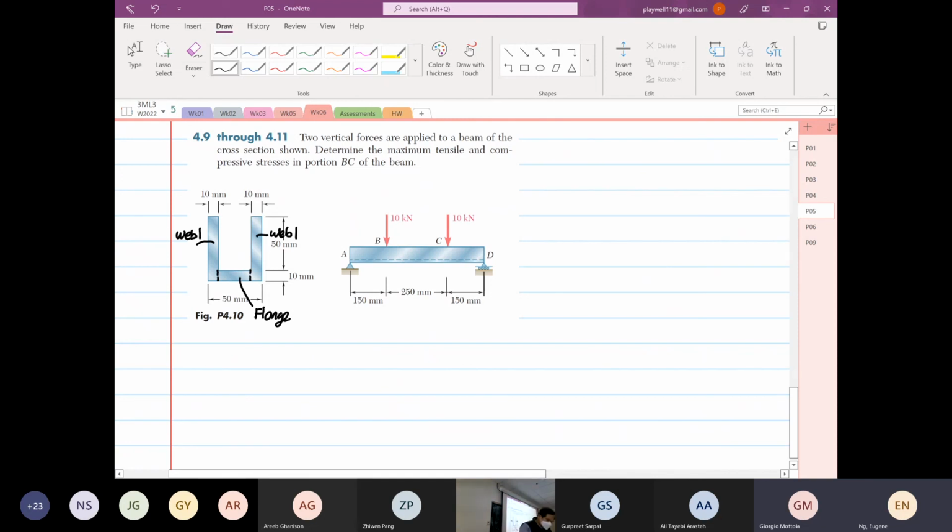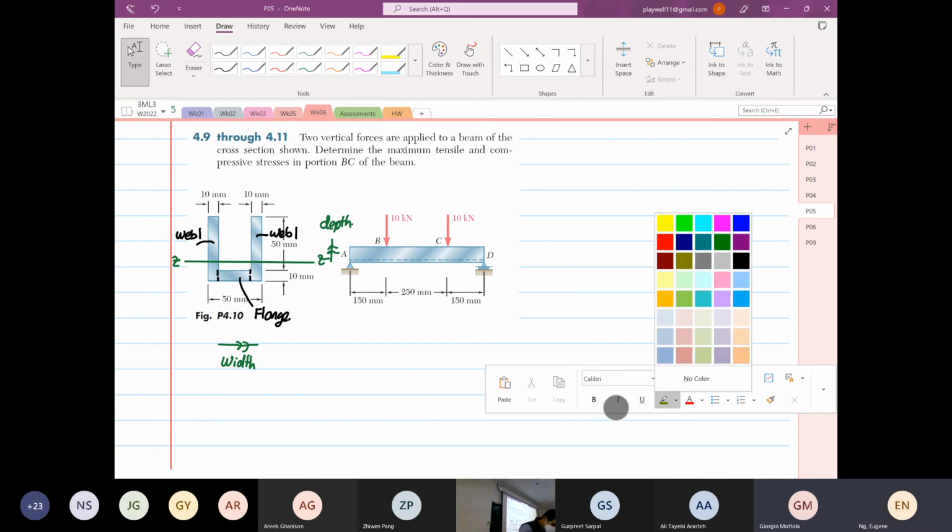So what we want to find now is going to be ZZ. So this is our ZZ. This direction will be our width, and this direction will be our depth, exactly like how I taught you in shear stress. Exactly the same. So we have section.